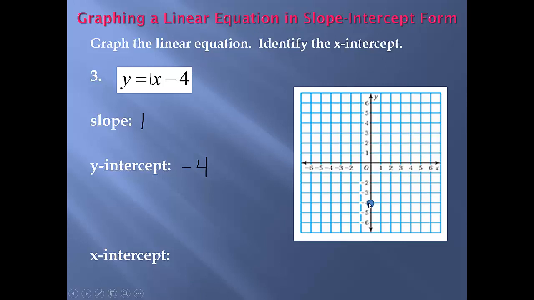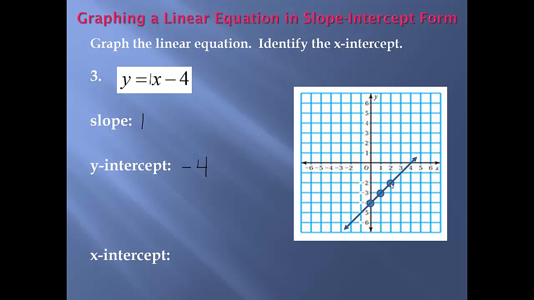Now we can use our slope to identify additional points. The slope is 1. That means that our rise over run would be 1 over 1. So from the point we already have, we can go up 1 and then to the right 1. And then again we can go up 1 and to the right 1. Now we can go ahead and draw our line.